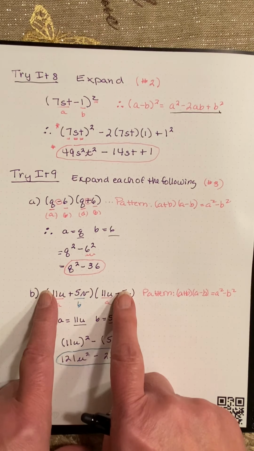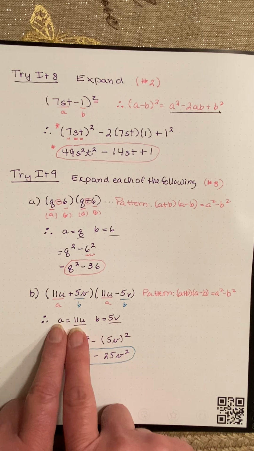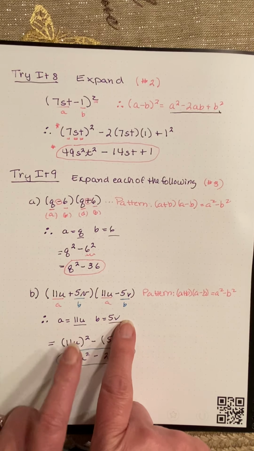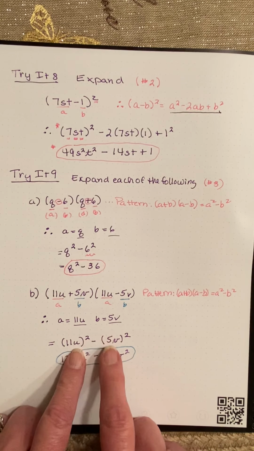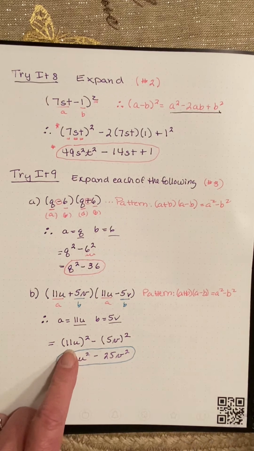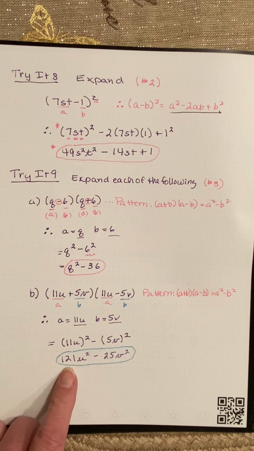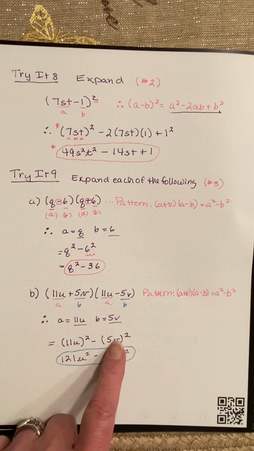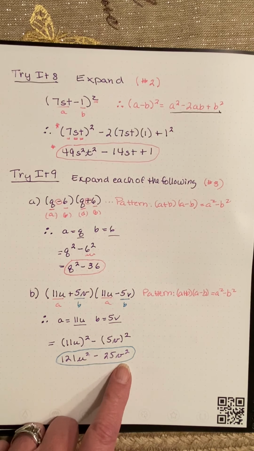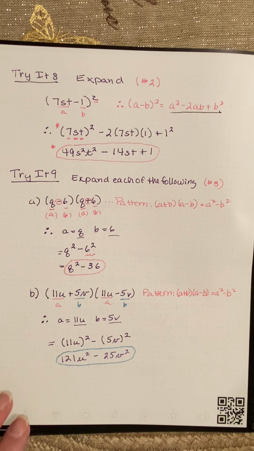So I simply notice that a is 11u, b is 5v, and I square them both. So it's 11u squared minus 5v squared. I can actually square the 11. 11 times 11 is 121u squared. And of course, 5 times 5 is 25, so it's minus 25v squared. And there I have that one.